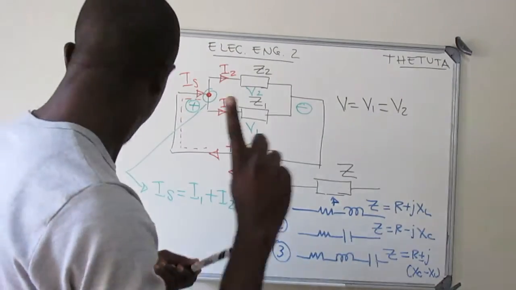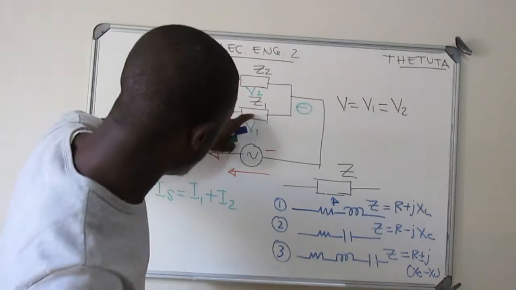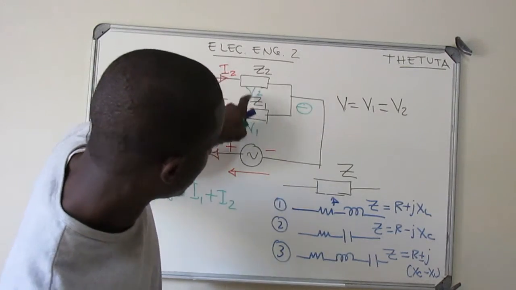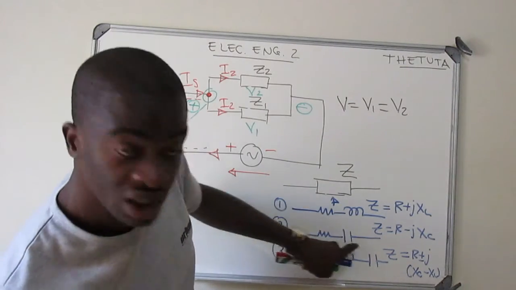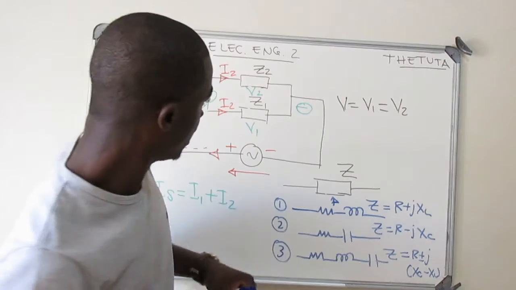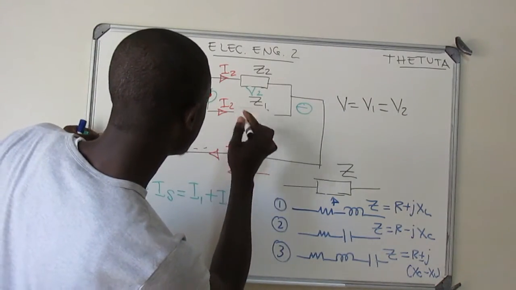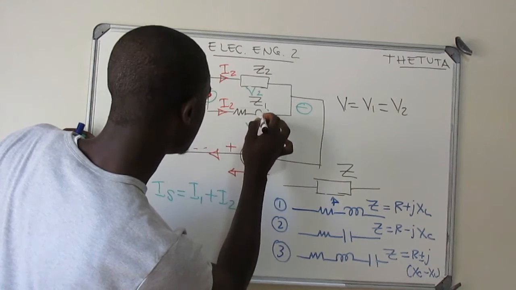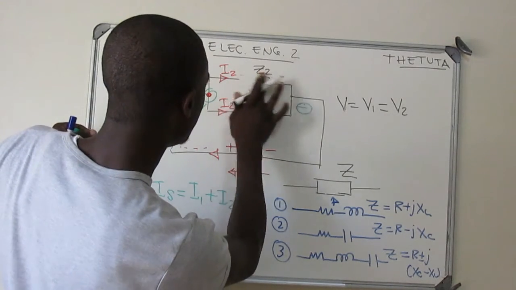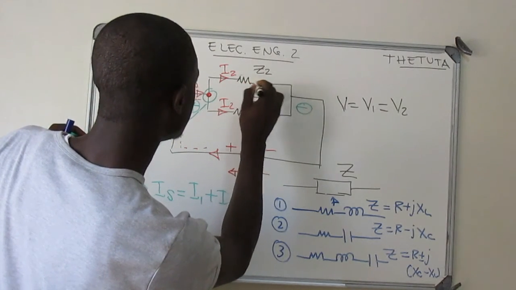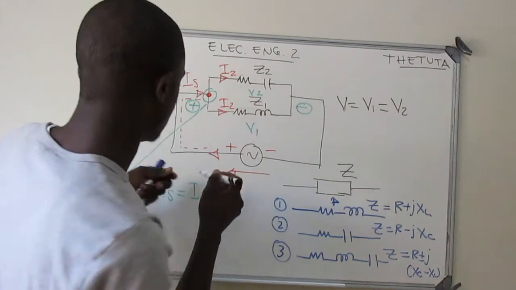And the other thing you have to keep in mind is that this block here is the impedance, and an impedance is a combination of the three components: resistor, capacitor, and inductor. So it may happen that they give you a combination of a resistor and an inductor. Or they give you a combination of a resistor and a capacitor, okay?